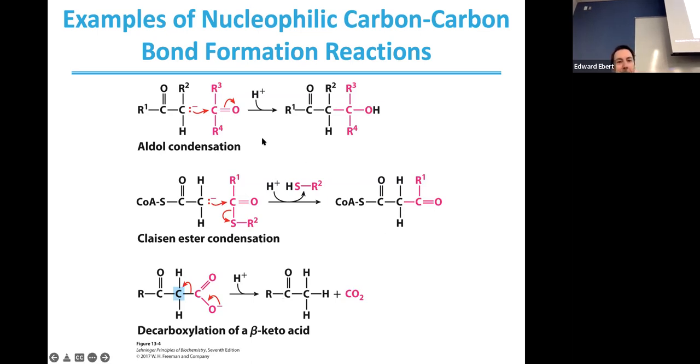All right, and then here are just some examples of them. Our classic aldol condensation, our Claisen ester condensation, our decarboxylation. I include these not because I want you to specifically know what these are, because you guys know what they are, but just as examples of how we follow our reaction here.